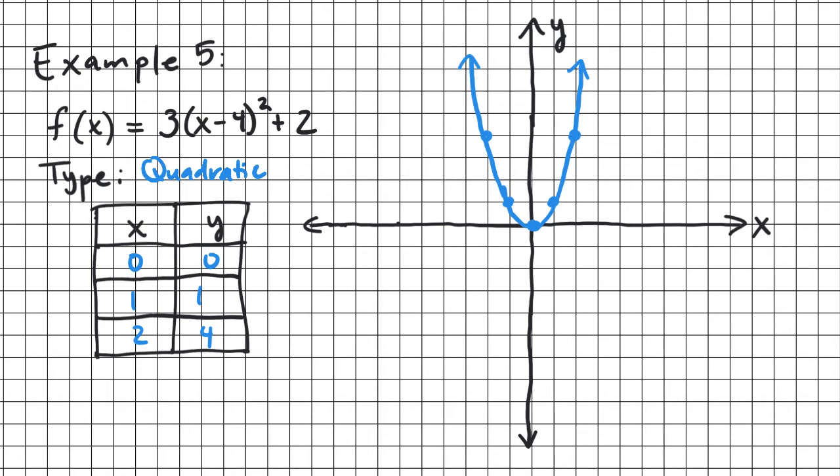Okay, and then we have in here times 3, so we have an expansion. The x minus 4 means that we're going to go to the right 4, and the plus 2 means that we're going to go up 2. Okay, so let's do the expansion first. Let's multiply all these times 3.